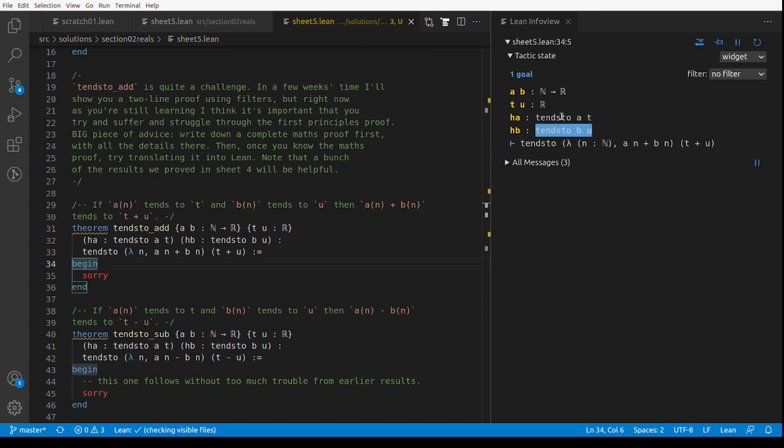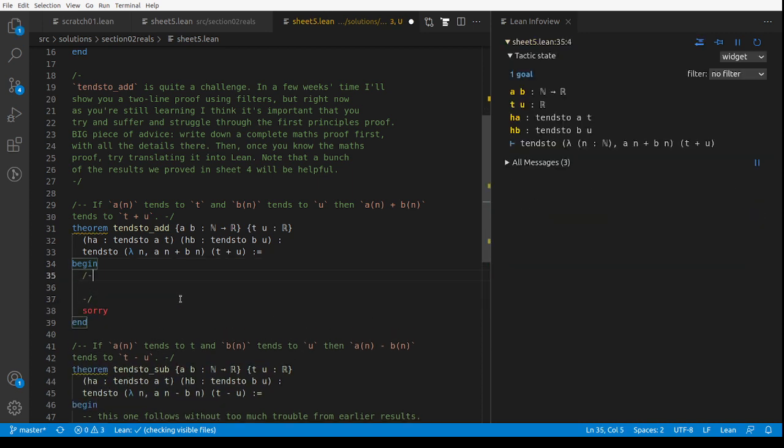So tends to add. What does this actually say? This says if AN tends to T and BN tends to U, then AN plus BN tends to T plus U. So the first thing we need to do is remind ourselves of the maths proof. What's the maths proof?